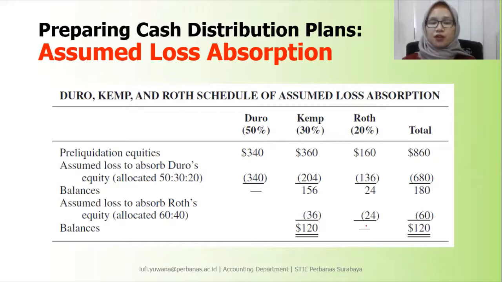But where does this amount come from? First we have to know the ending balance of each partner before it is allocated by the deduction from Roth's equity. It is 24 for Roth. Just like we have done for Duro's capital, which would be 0 at the end of the allocation, we have to do the same for Roth's capital. So it should be 0 after we deduct from the balance of Roth's equity a certain amount. The amount should be the same as the ending balance of Roth itself. So 24 minus 24 would be 0 for Roth's capital or Roth's equity.